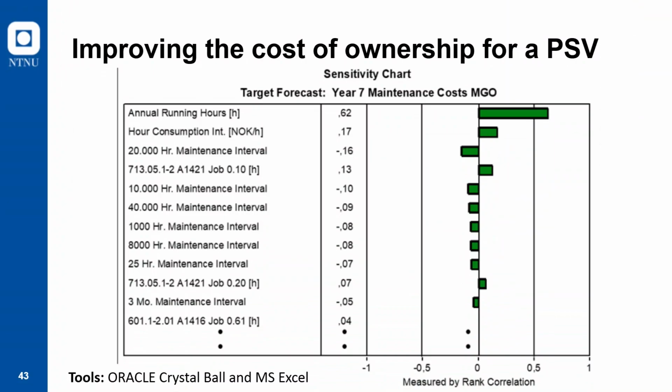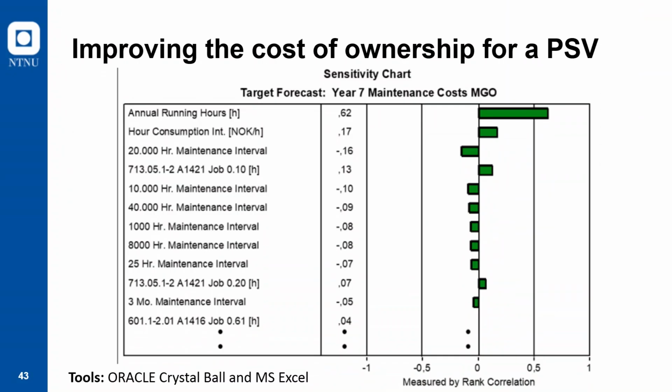And in order to identify the most cost-effective way of handling this, we could use the sensitivity chart. Here you see this is for the same year 7. You see the annual running hours, basically how much you use the ship, is of course the number one driver. That's obvious. Then you see the hour consumption intensity, basically what you pay the crew doing the jobs. And now comes all these maintenance intervals and jobs, and you can basically understand in nitty-gritty details how year 7 could be improved, or how the entire cost of ownership could be improved.